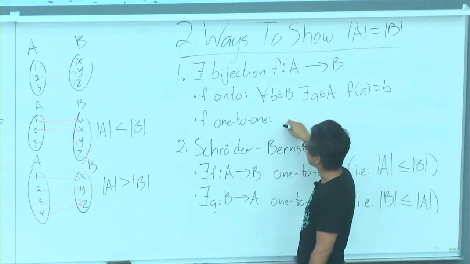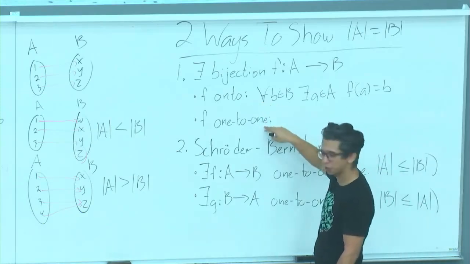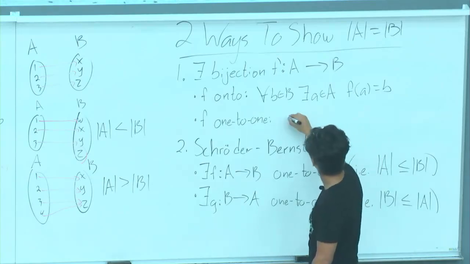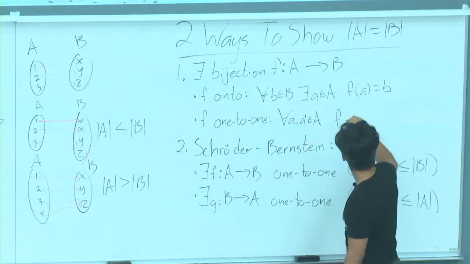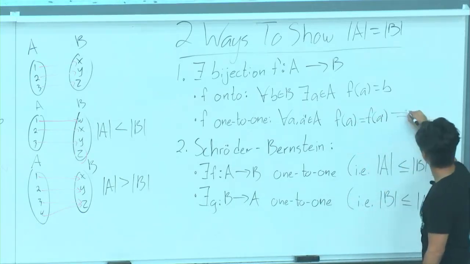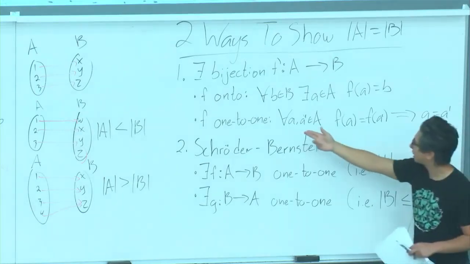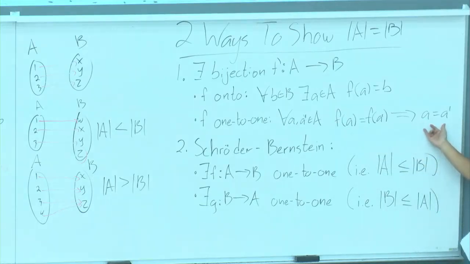1-to-1 is kind of what it sounds like. Onto and 1-to-1 are actually pretty good names. Sometimes it's called injective and surjective, but onto and 1-to-1 are pretty descriptive. And 1-to-1 just says that anytime you have 2 things that map to the same thing, well, no, you didn't, because no, you didn't. This is what 1-to-1 says. If you have 2 things that map to the same thing, actually, they must have been the same thing. You can't have 2 things colliding.